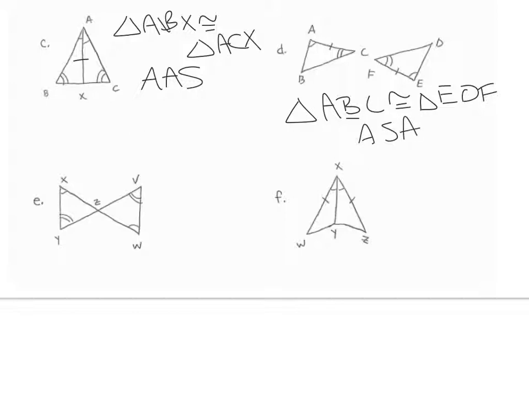And then E, I have two angles. I don't see that they share a common side. There's no other markings that have those tick marks. But I do see that by vertical angles, these two are congruent. So this would be three angles. We do not have an angle, angle, angle. So there's nothing that you can conclude.